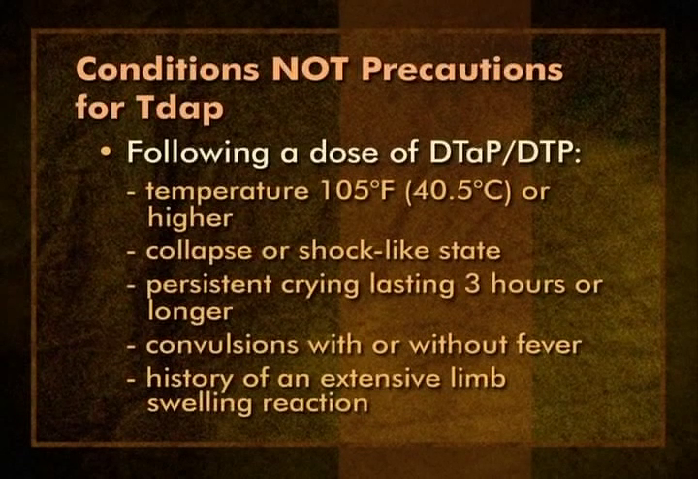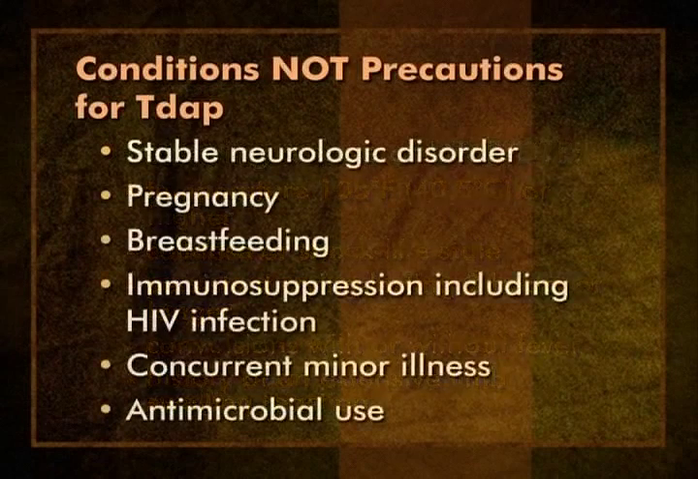Temperature 105 degrees Fahrenheit or higher, which is 40.5 degrees Celsius, within 48 hours; collapse or shock-like state, also known as hypotonic hyporesponsive episode; persistent crying lasting 3 hours or longer; convulsions with or without fever occurring within 3 days; and finally, a history of an extensive limb swelling reaction.